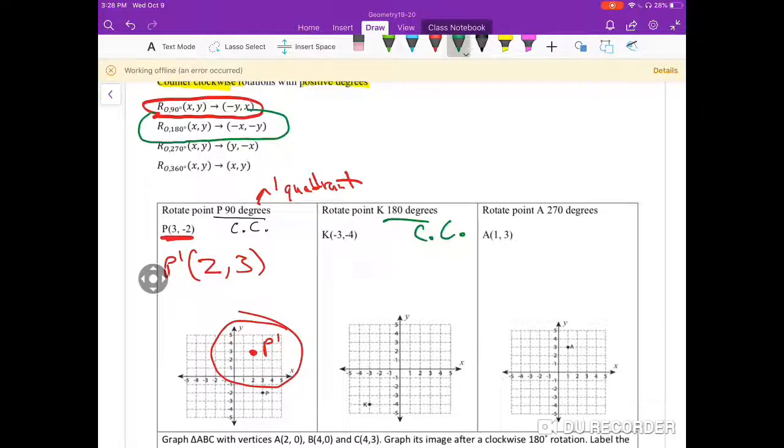So if you look at this formula, X and Y stay in the same order, and the difference is I change the sign of both of them. So I'm going to change whatever X is, I'm going to change its sign. Whatever Y is, I'm going to change its sign. So negative 3, negative 4 is going to become positive 3, positive 4. And if I graph it, it winds up over here.